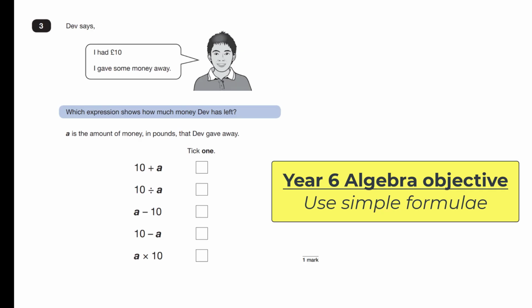Dev says, I had £10, I gave some money away. Which expression shows how much Dev has left? A is the amount of money in pounds that Dev gave away. Now, this question looks far trickier and more intimidating than it really is. We just have to think about what Dev is saying.